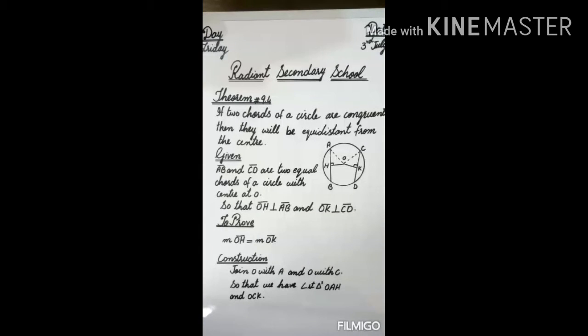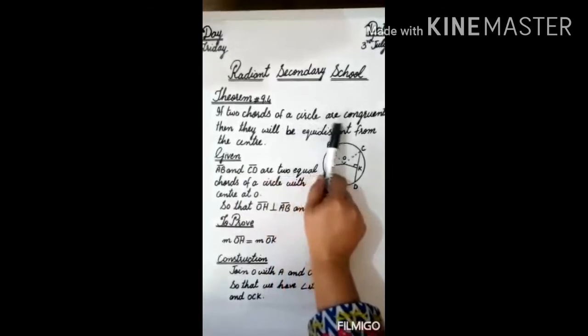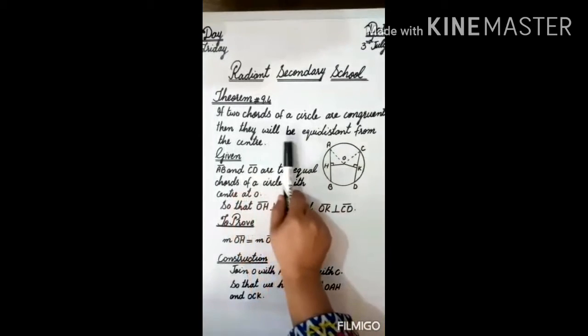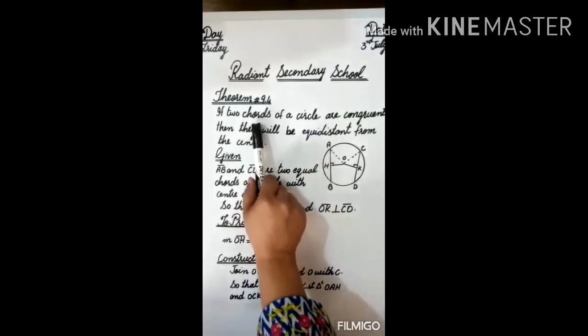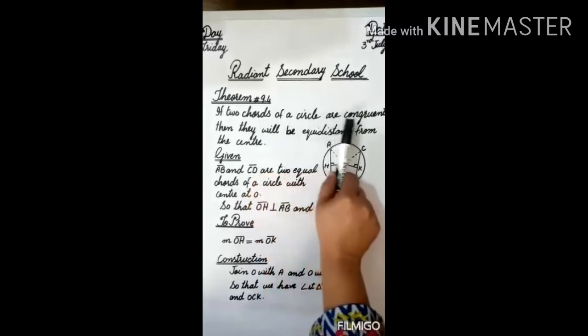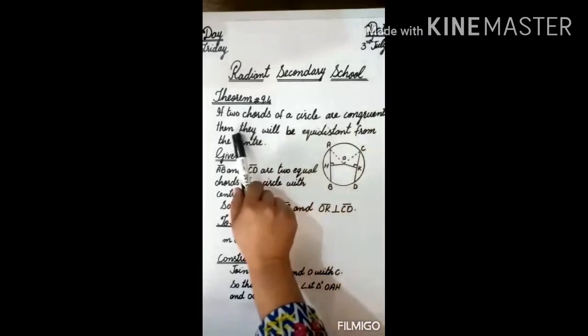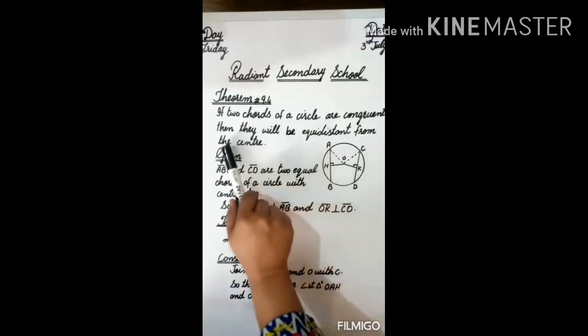Today we are discussing theorem number 9.4. The statement of the theorem is, if two chords of a circle are congruent, then they will be equidistant from the center. Now what is a chord? You know very well. The join of any 2 points on the circumference of the circle is called a chord. Congruent means equal. Then they will be equidistant. Equidistance means equal distance from the center.